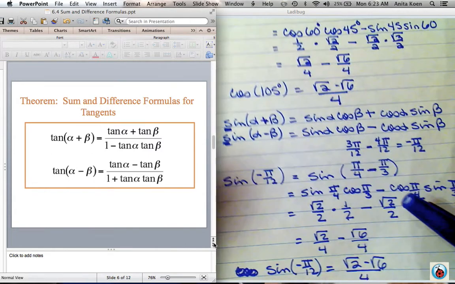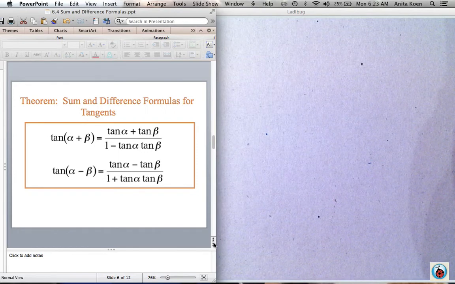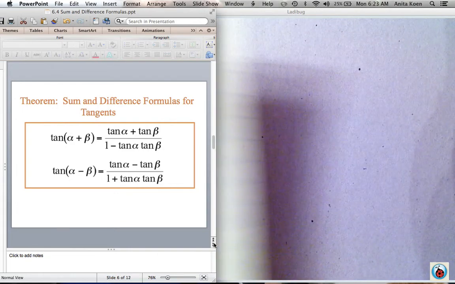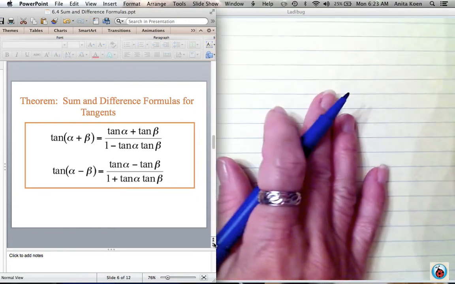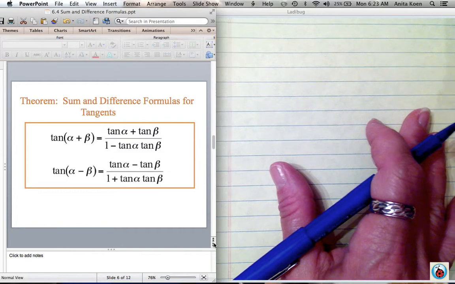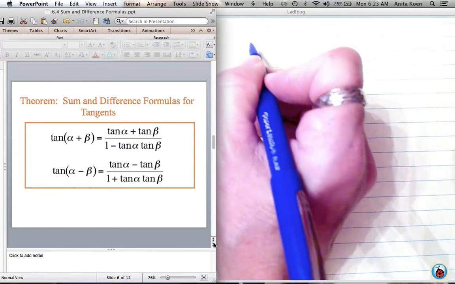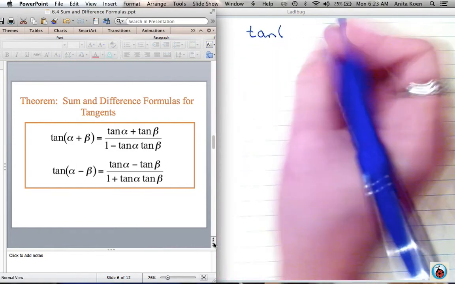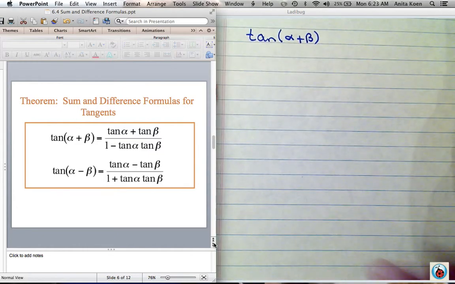Okay, the next thing that we're going to do is look at the sum and difference for tangent. And you can see on the PowerPoint here that you have the sum and difference formula for your tangent. Then what I want to do is take just a minute to kind of show you the pattern here so that you can see it, because I do like you to learn the patterns as opposed to trying to memorize a whole lot of letters and numbers and things.